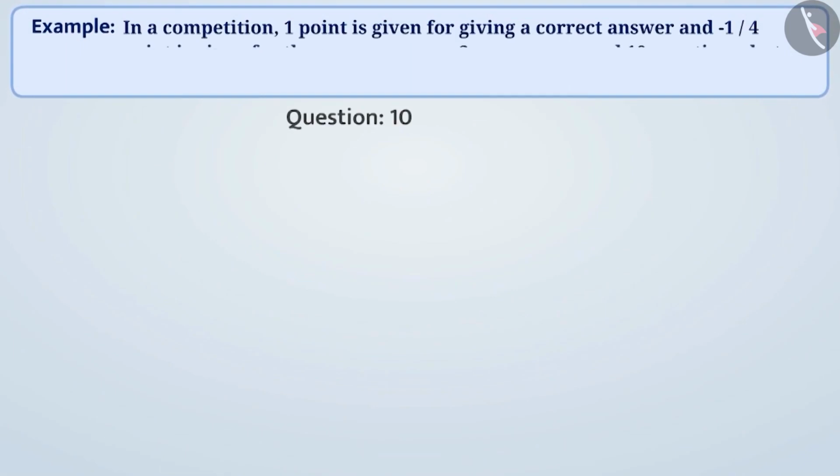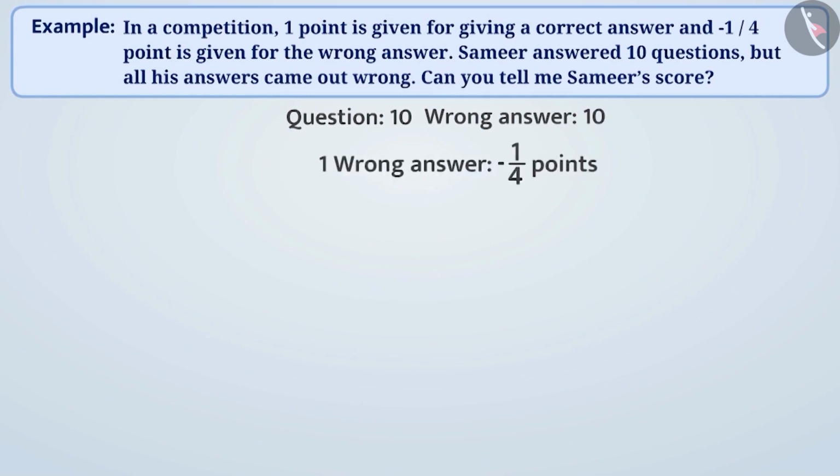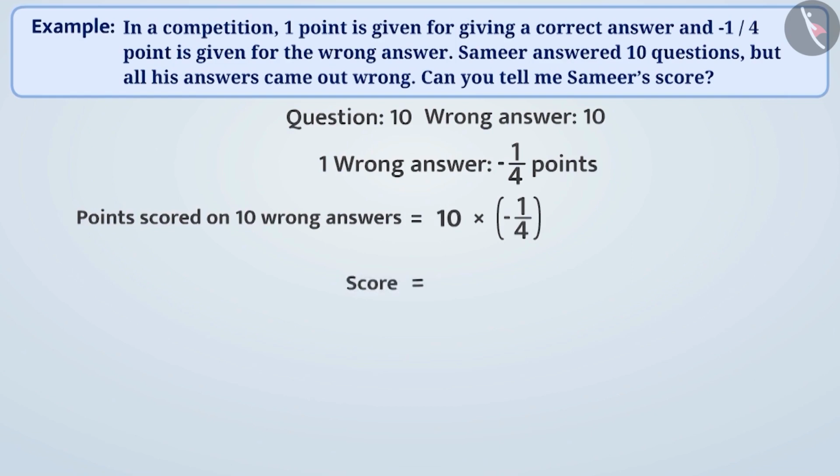Samir answered 10 questions and all his answers were wrong. If a wrong answer is given a score of minus 1 by 4, then we have to multiply minus 1 by 4 into 10 to find out the score. To solve this, we multiply 10 by the numerator of minus 1 by 4, so that we can get the numerator of the result as minus 10 and keep the denominator same in the result. That is, 10 into minus 1 by 4 is equal to minus 10 by 4.